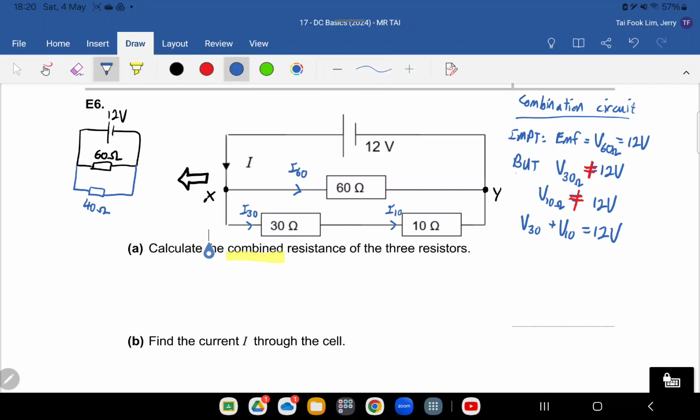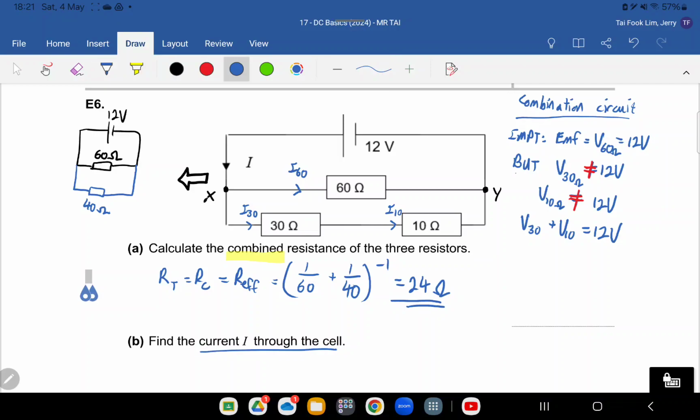Combined resistance. This one should be no problem. So R combined, you can write R total, RC, R effective, doesn't matter, all the same. So 1 over 60 plus 1 over 40. Okay, over here you can see 40, so I'm bringing the 40 here. Alright, so then make sure you remember to invert it, then you will get 24 ohms.